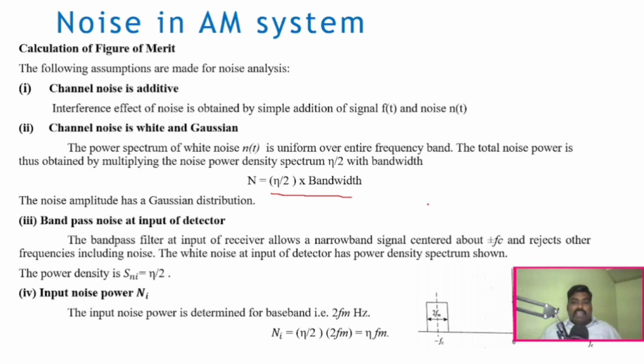Similarly, the band pass filter that we use at the receiving side before the detector will remove the unwanted signals. That is, it will band limit the signal and allow only the SSB-SC signal. Before the detector, the power spectral density can be mentioned as SNI equal to eta divided by 2. The total input noise power, which is common, can be represented as eta divided by 2 into 2 fm, whereas here it can be represented as eta into f.